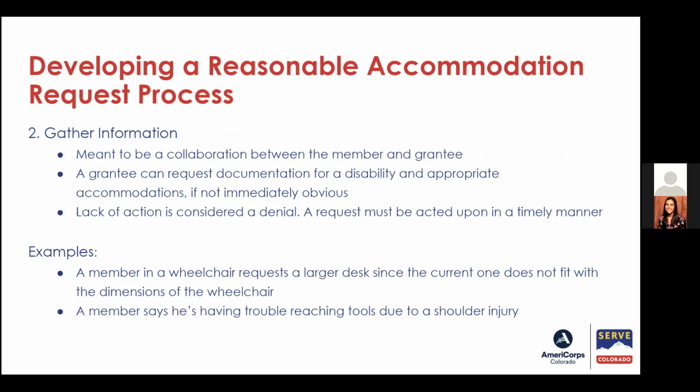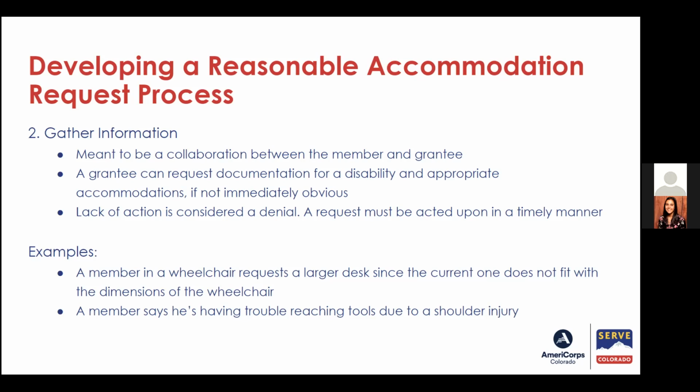So step 2 is to gather information. Once a member requests accommodation, you as the grantee must determine what additional information or documentation is needed. This is meant to be a collaborative conversation between the member and you as the grantee. So you can request documentation for a disability and needed accommodations if it's not immediately obvious. And please remember that lack of timely response to a request is considered a denial. So it must be acted upon within a reasonable amount of time.